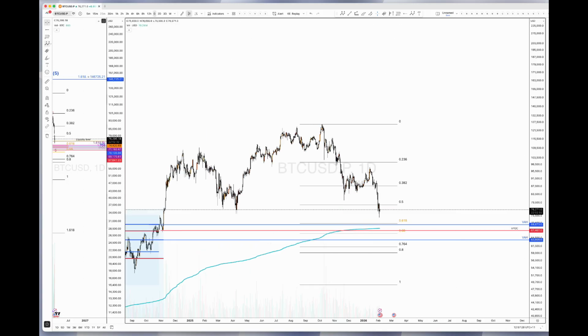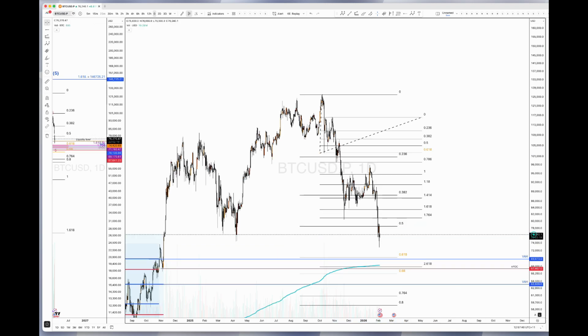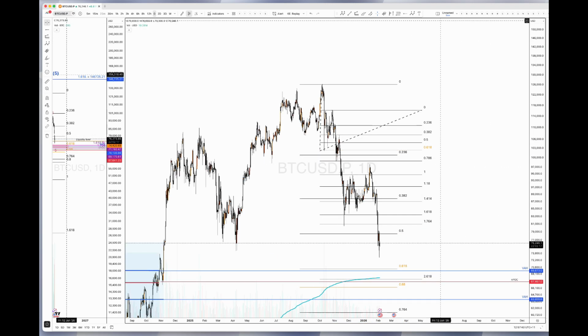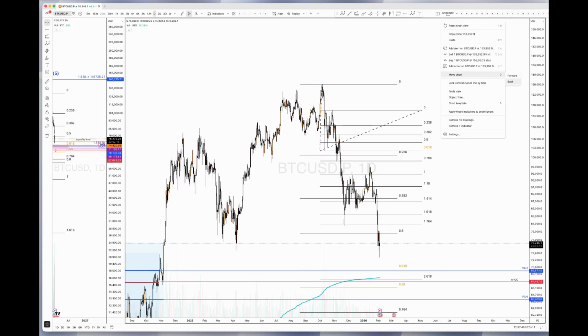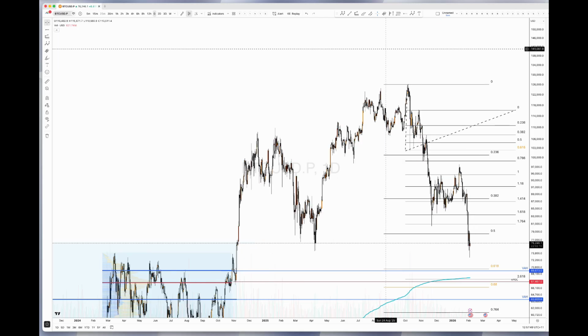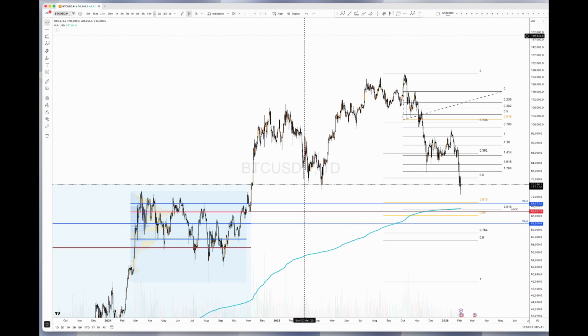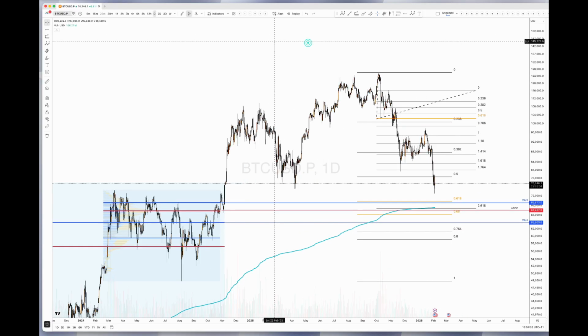Now, the extension for Fibonacci, let's just do that again. 1, 2, 3. And you can see the 1.764 is very different to that one. This one's perfect. All right. So let's just do this for a sec. This chart's a bit better on Bybit.